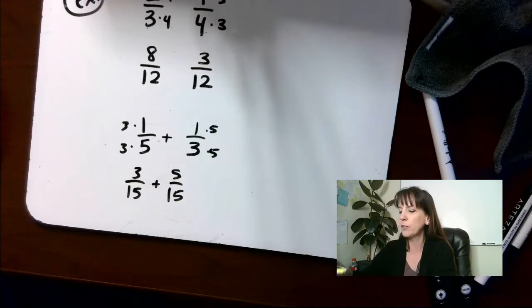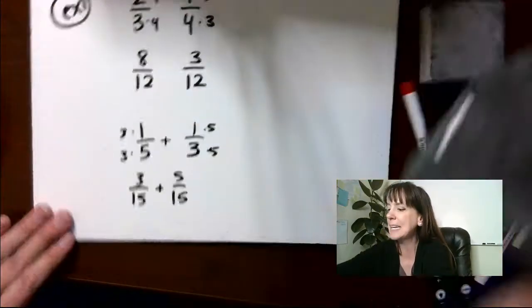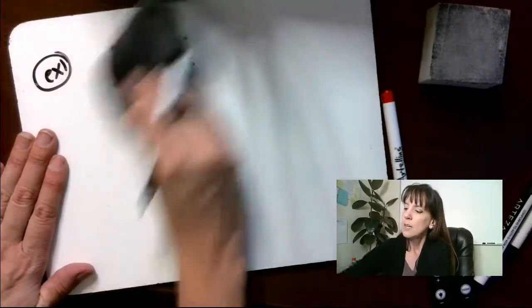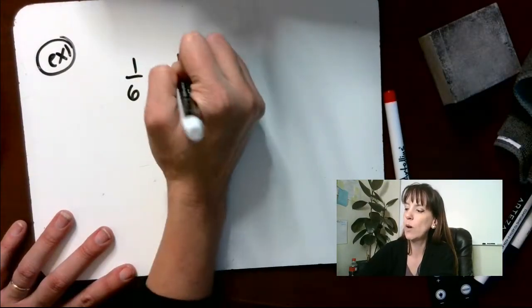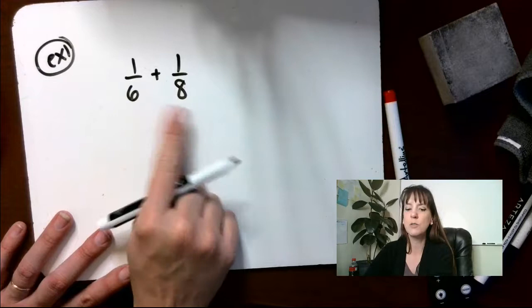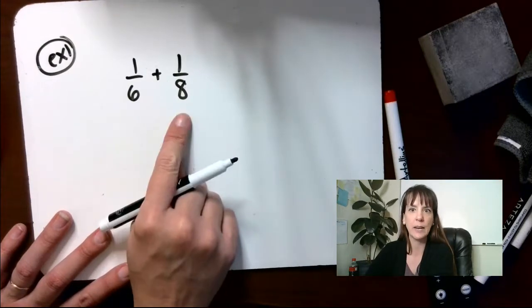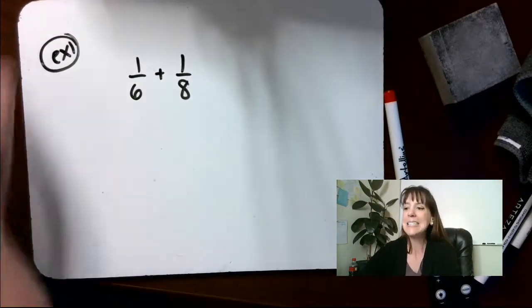Where that does not work, though, is something like 6 and 8. This is a common one. If I have, for example, 1 over 6 plus 1 over 8, and I multiply those two together, I get 48. 6 times 8 is 48, right? However, that is not the least common denominator.